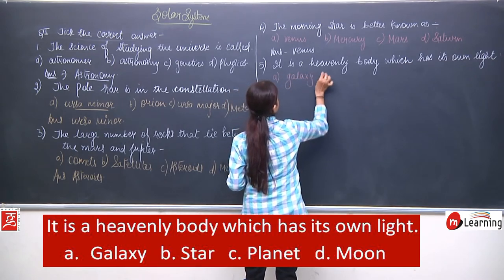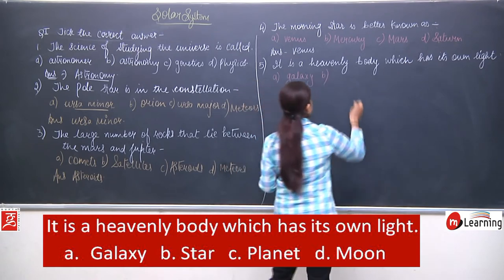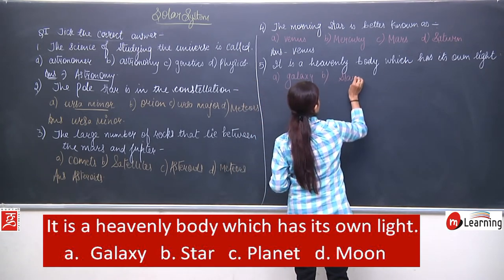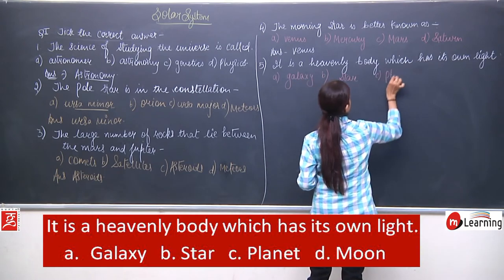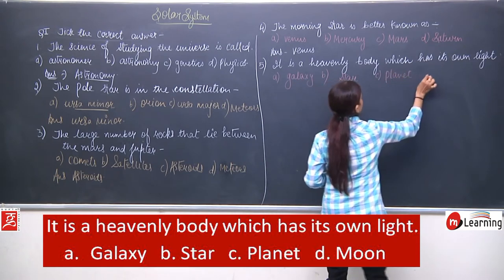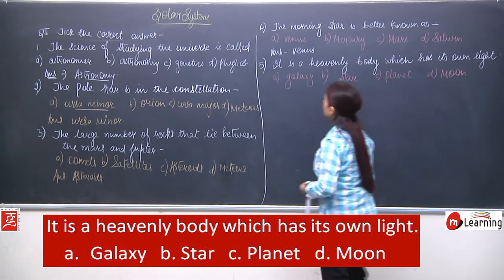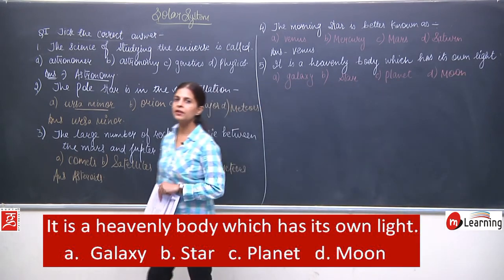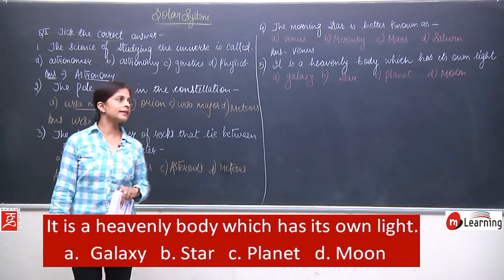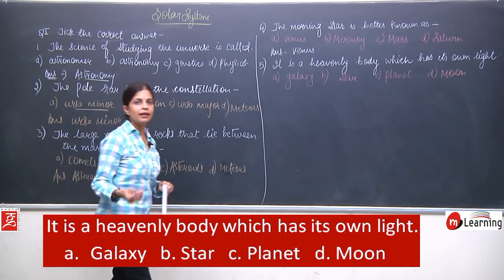Options are galaxy, star, planet, and moon. Now see, galaxy, definitely we cannot talk about the galaxy, that galaxy has its own light.